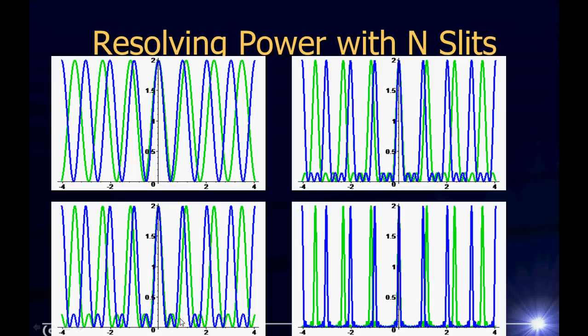I get another little peak here. That's just what happens when I add another slit. And because I've got a little sub-peak, it makes the big peaks a little bit thinner. A little bit thinner makes it easier to resolve the difference between these two. So I get more resolving power with the three-slit pattern. If I go to a four-slit pattern, they get even narrower. And if I have a whole bunch of slits, they can get really, really narrow.